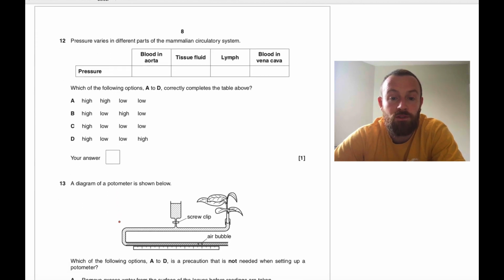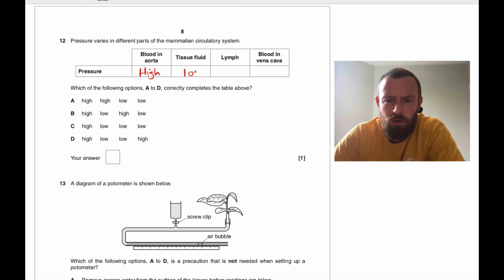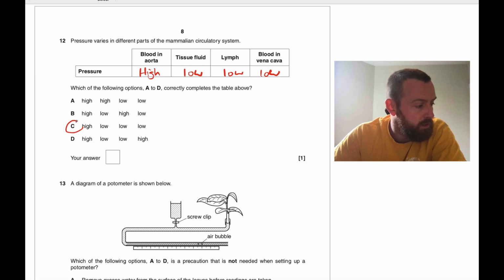Pressure varies in different parts of the mammalian circulatory system. Which of the following options correctly completes the table below? Well, I'm just going to fill it in. Blood in the aorta is super high. Tissue fluid is low. Lymph is low. And vena cava is low. So high, low, low, low, which is going to be C.